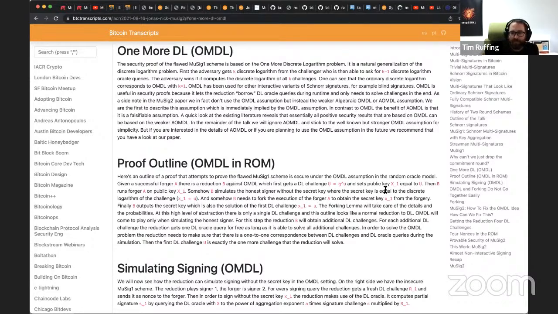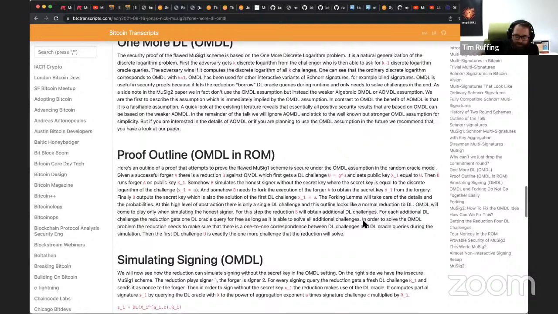Okay. Go ahead. I was just going to say, there was an incorrect security proof for the broken MuSig1 that was based on one more discrete logarithm, right? So is the one more discrete logarithm model a normal model for a security proof? No, that's a normal model. It was just that there was a problem with the scheme, right? Yeah. Okay.